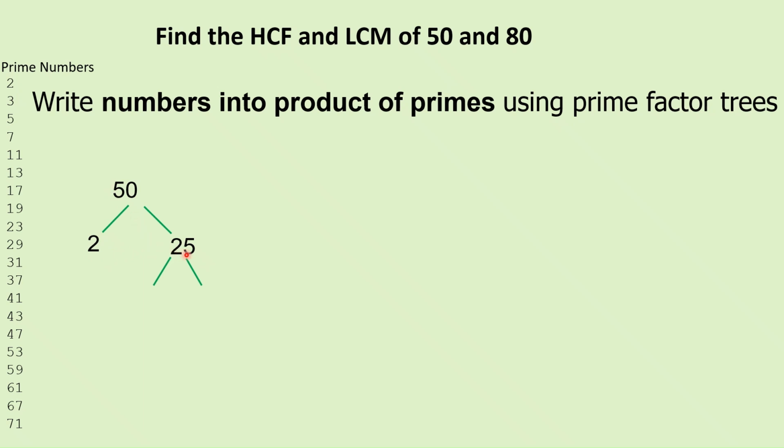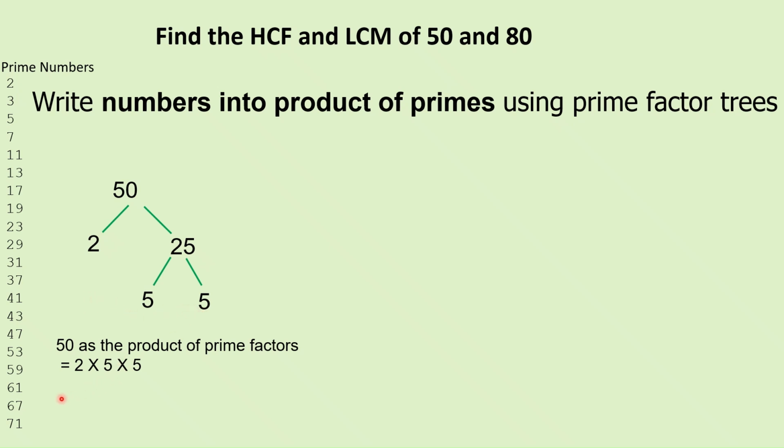Let's find the factors of 25 using prime numbers. 2 is not a factor of 25. Let's try 5. Yes, 5 is a factor of 25. Therefore, 5 multiplied by 5 will give you 25. Therefore, the product of primes of 50 is 2 multiplied by 5 multiplied by 5.